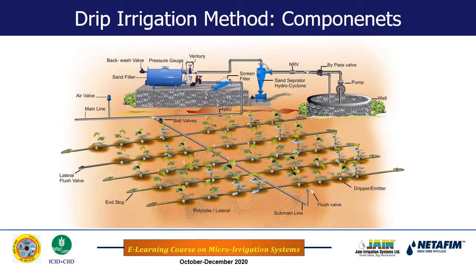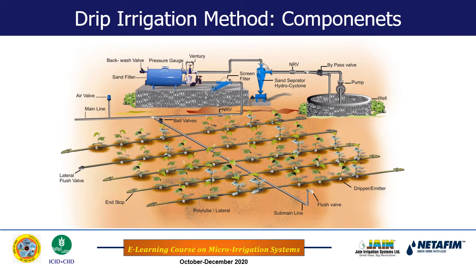Now, what is the purpose of this hydrocyclone filter? Why is this filter required? Basically, there are three filters which are shown in this diagram. The filters are required to filter the impurities that exist in the water, and allow impurity-free water to enter into the system.